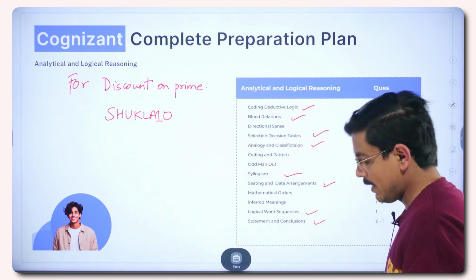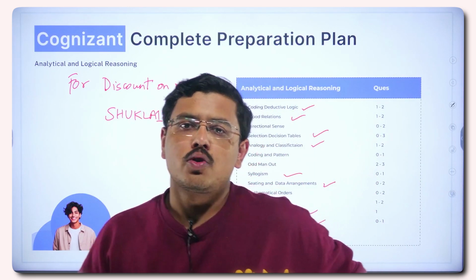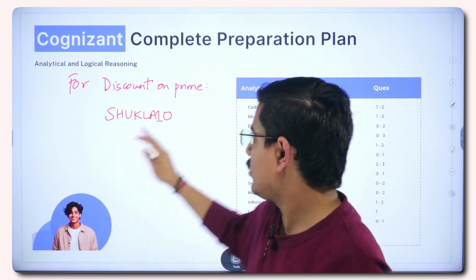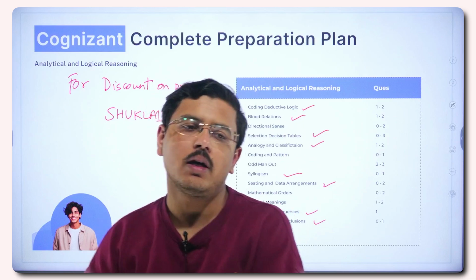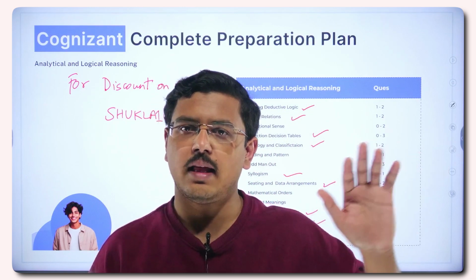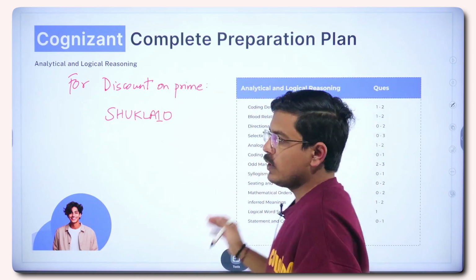But apart from that, how to manage time, that is the main game. So you should practice quants more so that you spend less time there, so that you can give more time to analytical and logical reasoning, because in Cognizant, generally the level of analytical and logical reasoning is higher than the level of quants. Now, how do you do that?